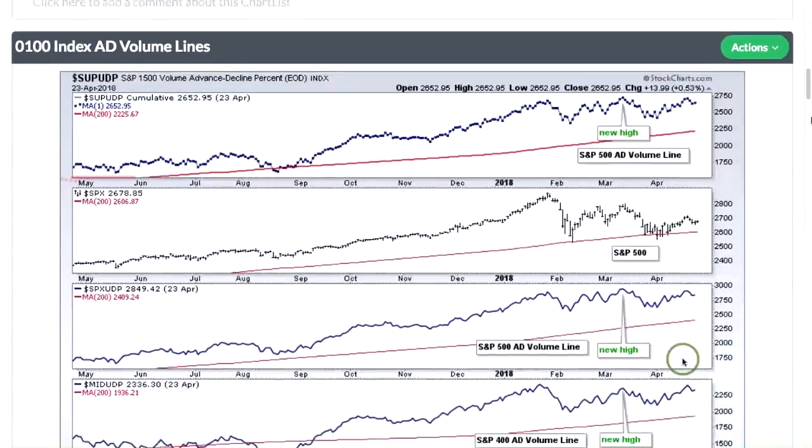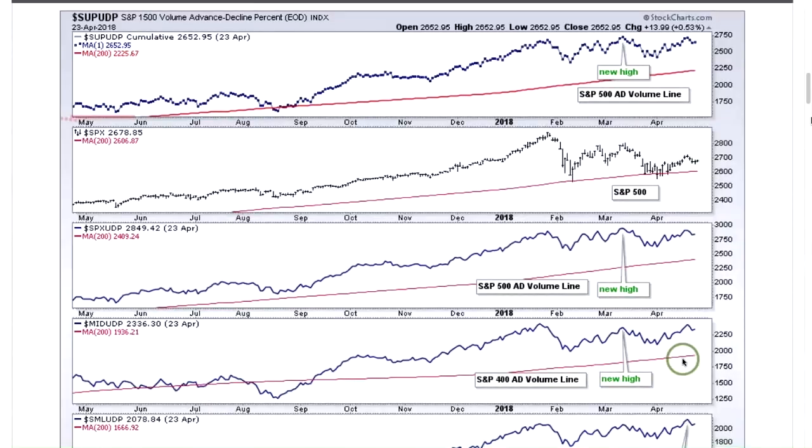Now, the AD volume lines are a bit different. In the AD line, each stock is treated equal. So if you have Apple with the largest market cap and you have a small airline like Delta Airlines, an advance counts as +1 regardless of market cap. So Apple and Delta are on the same level.